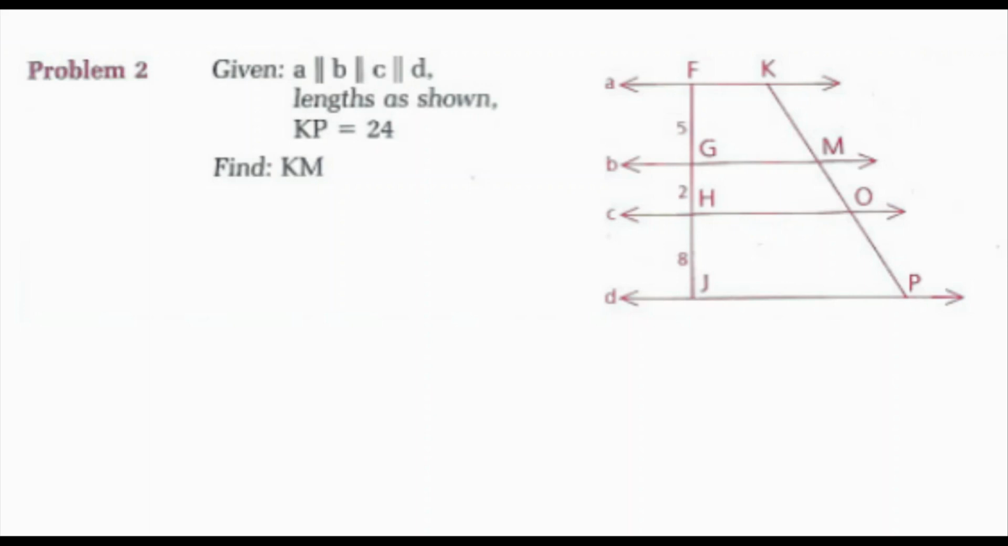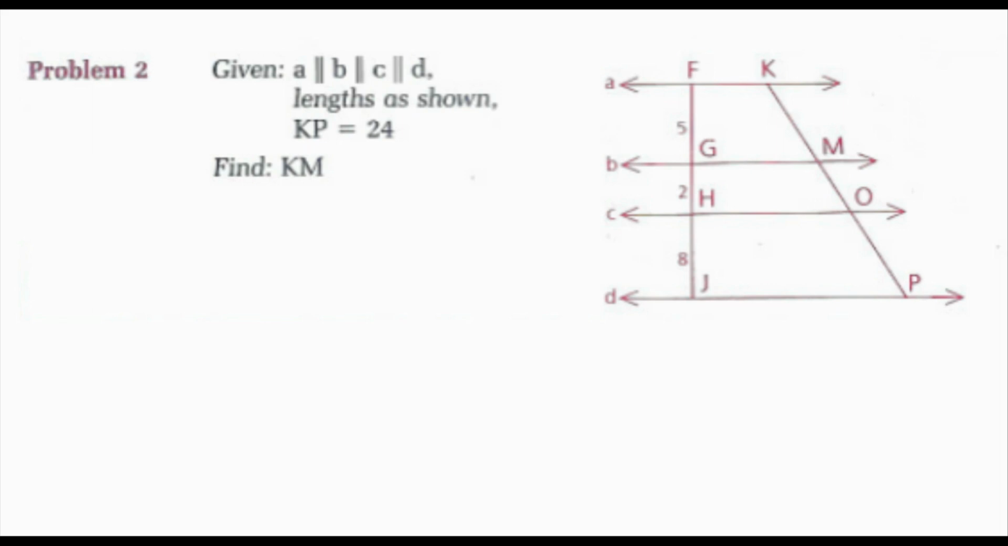So here I have multiple parallel lines with two transversals. I can use Theorem 66, which states if I have 3 or more parallel lines with two transversals, the parallel lines cut the transversals and divide them proportionately. So if FG, GH, and HJ are in the ratio of 5 to 2 to 8, then KM, MO, and OP will be in the ratio of 5 to 2 to 8.